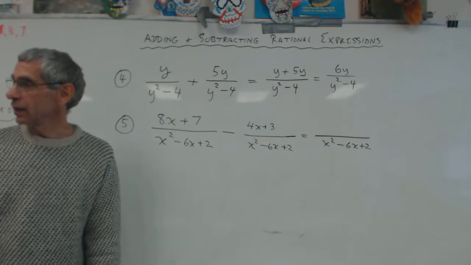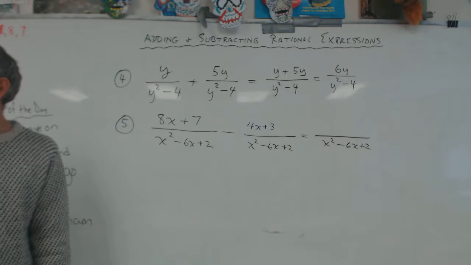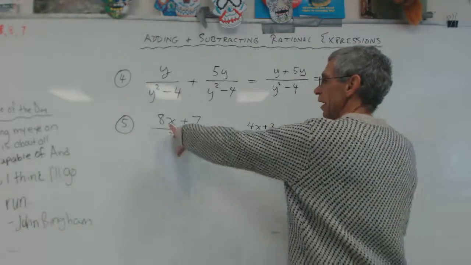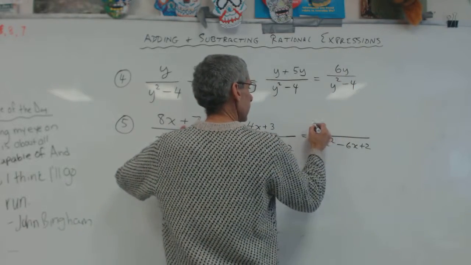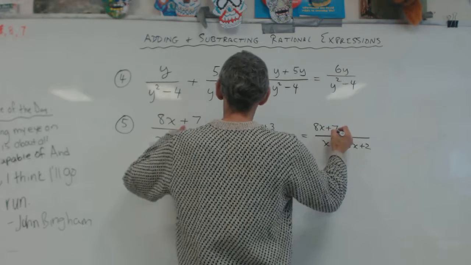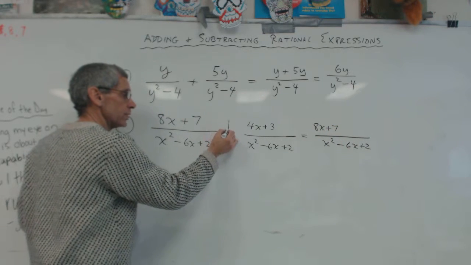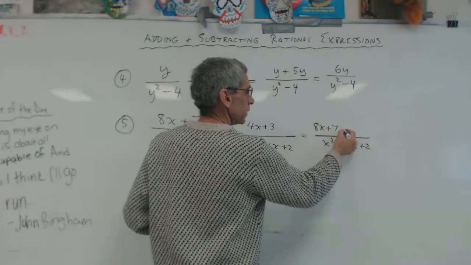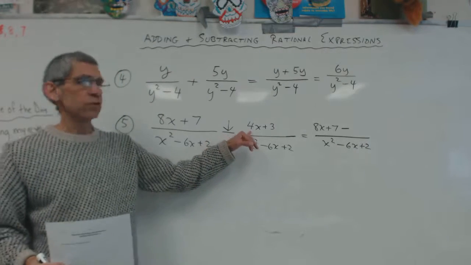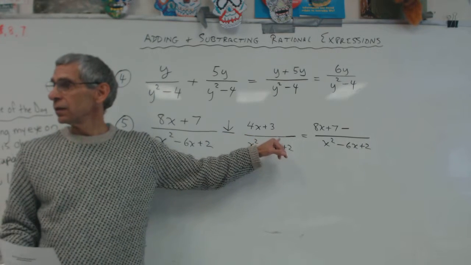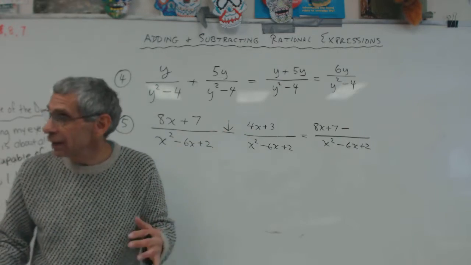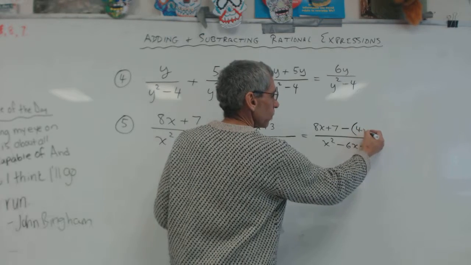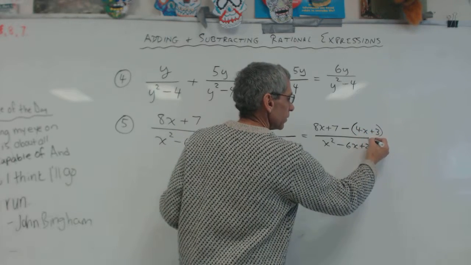Now this is where it gets tricky. Are you guys really paying attention? Because you want to pay attention to this part. Okay? And I have 8x plus 7. You guys read me? 8x plus 7. And then look at this. What is that? A minus sign. I've got to do a minus. But notice, it's not just minus 4x and then plus 3. It's minus 4x plus 3. So I have to put my parentheses here: minus (4x plus 3), because that is a minus sign.